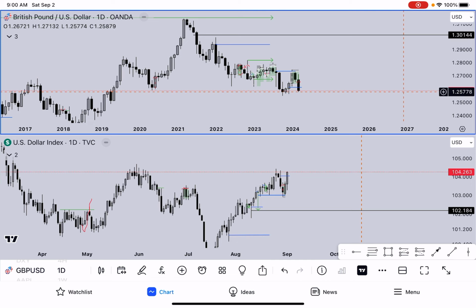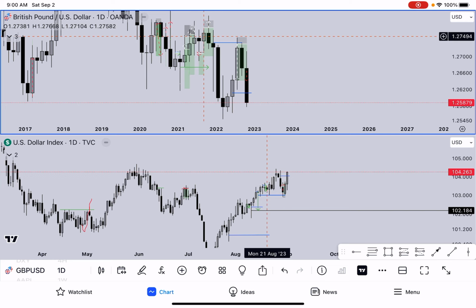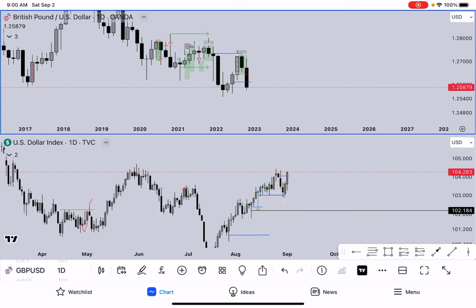What we see on GBP USD is this area here, right? Daily order block before the sell move. We got price that came back to it on the daily. Let's scale in a little bit more. Oh, sorry. As well as we see this order block here on the bottom.